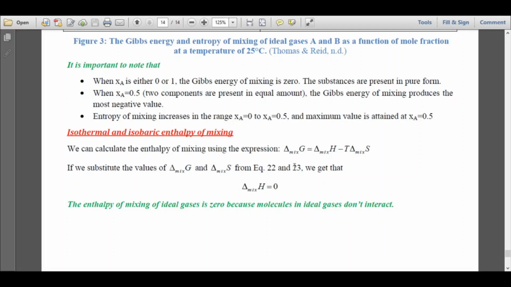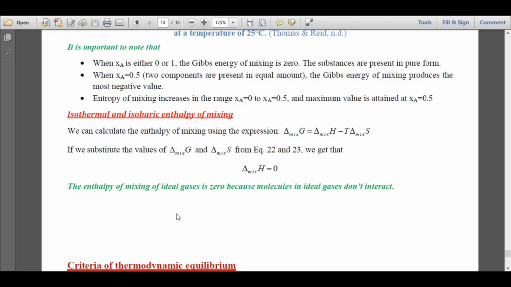So there is a thermodynamic relation, delta G is equal to delta H minus T delta S. Recently we saw what delta G mix and delta S mix are. We can pull up those values and substitute here. If we substitute free energy change of mixing and entropy change of mixing, then we can easily find the change in enthalpy of ideal gas mixing, and that will come out to be 0. The enthalpy of mixing of ideal gas is 0 because, since this is an ideal gas, the molecules will not interact, so the enthalpy change will also be 0.